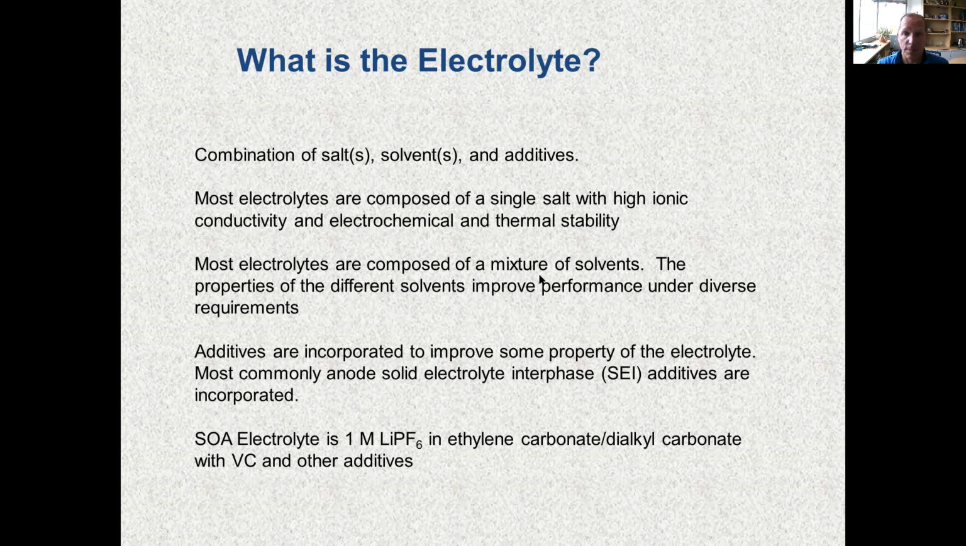So most of the electrolytes are composed of a mixture of solvents. It's typically a blend of solvents, and this is usually because any individual solvent, the properties of that solvent are not ideal. Either the dielectric constant is too low, or the viscosity is too high, or something such as this. So you typically have a mixture of solvents where you get some good properties from one solvent, some good properties from another solvent, and by blending the two together, you get an advantageous mixture of the two properties, and you get the best of both worlds in terms of the solvent properties.